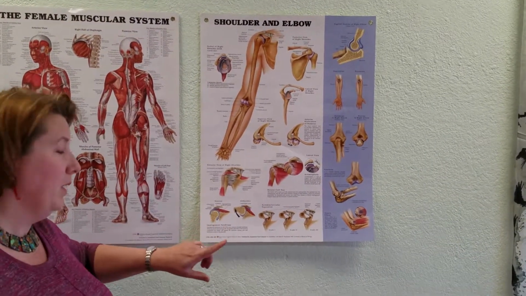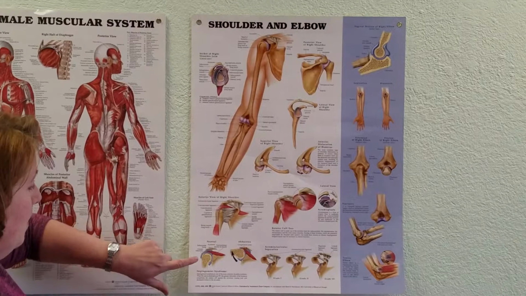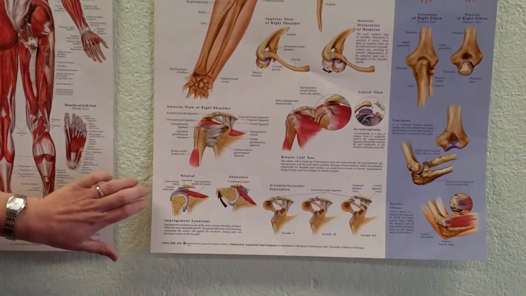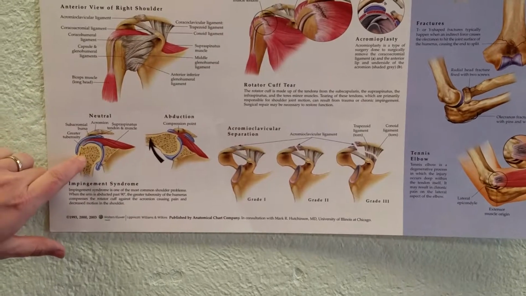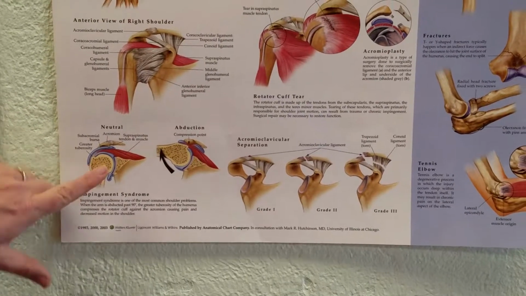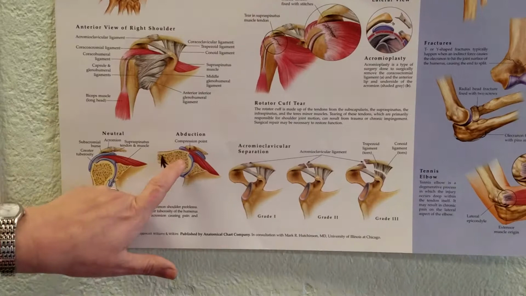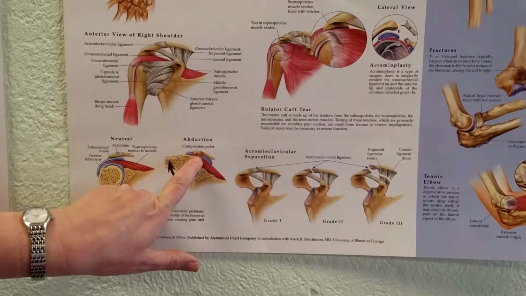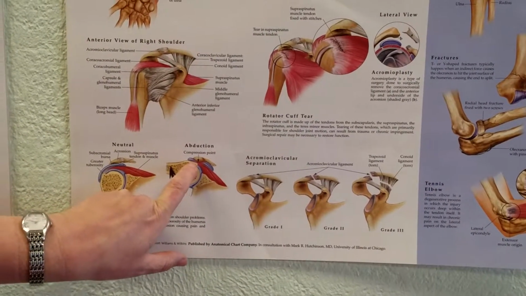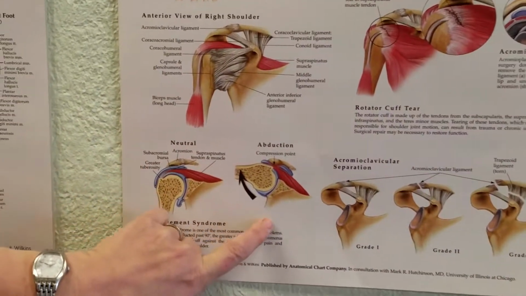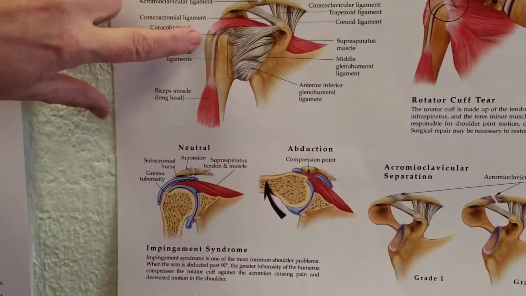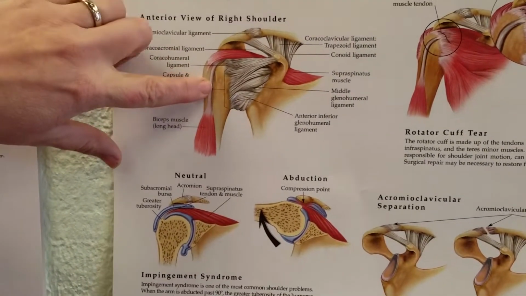And if you could zoom up here a little bit and take a look at this model. Here, impingement comes from when the greater tuberosity is rising up during abduction and compresses here at this compression point. And when the arm comes back down again, that pain is felt on the side of the arm.